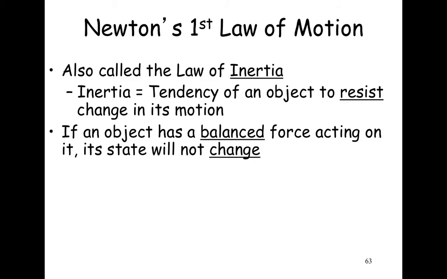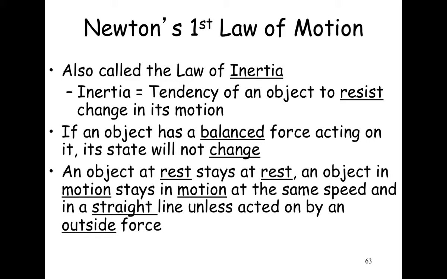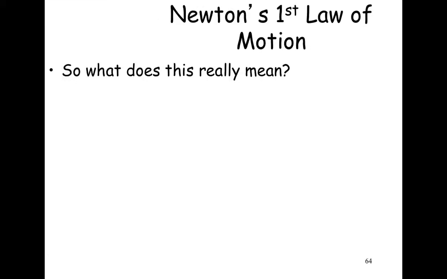We often hear Newton's first law stated something along these lines. An object at rest stays at rest. An object in motion stays in motion in a straight line and at the same speed unless acted on by an outside force. So that's all well and good, and that may be something you may have memorized in middle school, but what does that really mean? That's what we really need to look at.